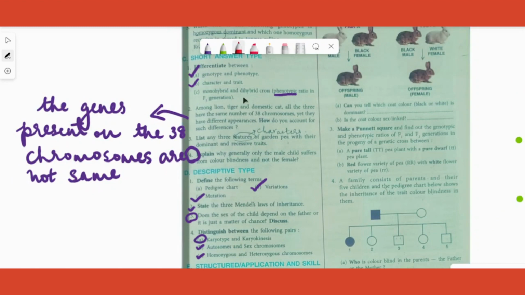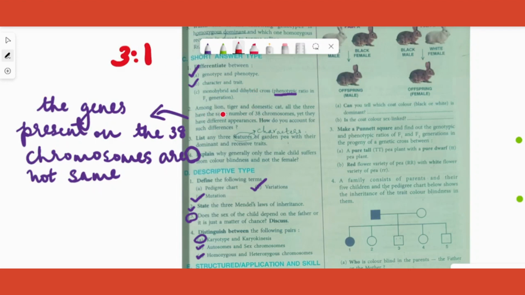Next question, monohybrid and dihybrid cross phenotypic ratio is asked. What is the answer there? Please tell me the answer. Monohybrid would be 3 is to 1 because they have asked a phenotypic ratio. If they were to ask genotypic ratio, it is 1 is to 2 is to 1. So monohybrid phenotypic ratio is 3 is to 1. Dihybrid is 9 is to 3 is to 3 is to 1.